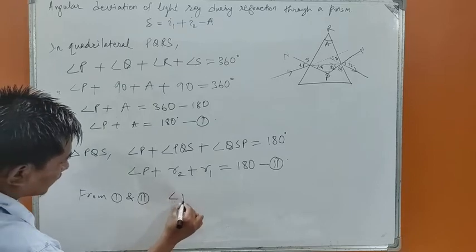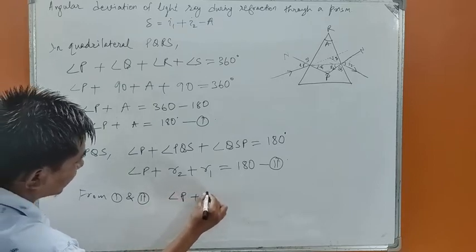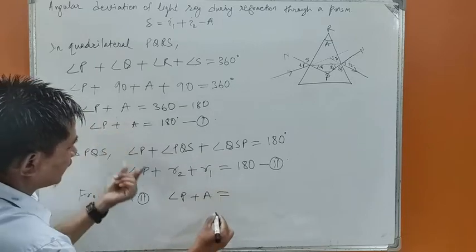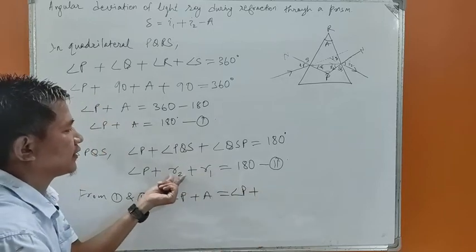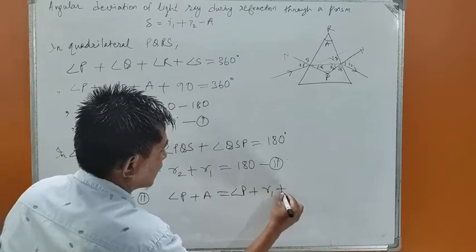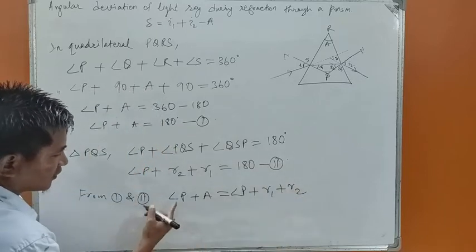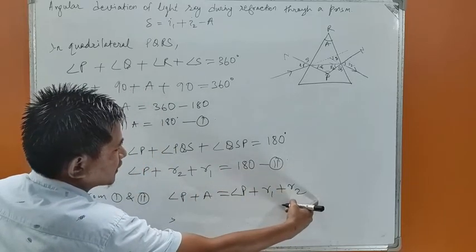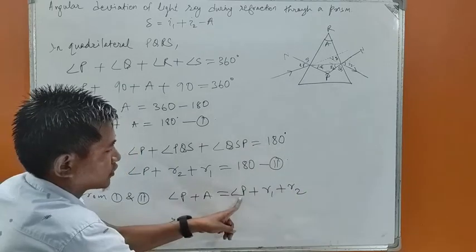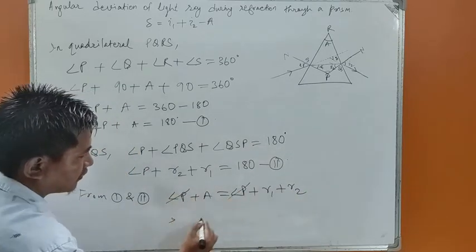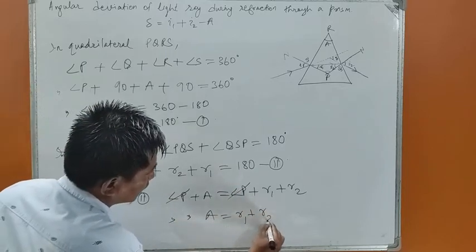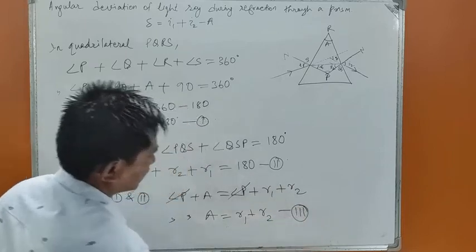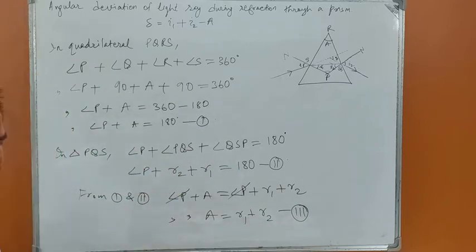Therefore angle P plus A equals angle P plus, let us write R1 first and then R2, plus R1 plus R2, isn't it? This angle P, if you take it to the right hand side, becomes minus angle P, and it cancels with the plus P. So let us cancel here itself. Or A equals R1 plus R2. This is equation 3, okay. A equals R1 plus R2. Please take the screenshot. I am erasing the upper part, okay. I'll continue.